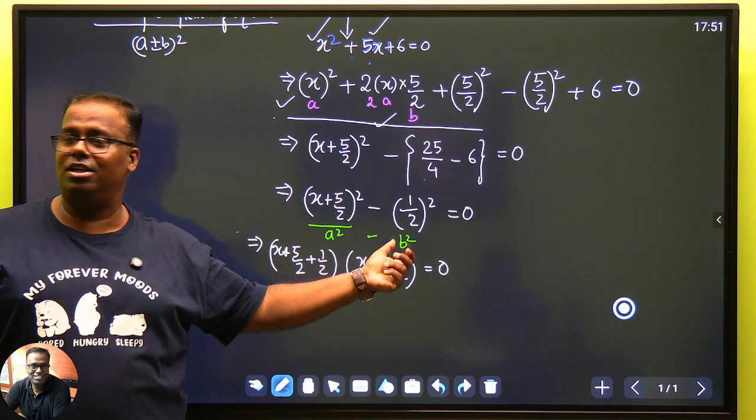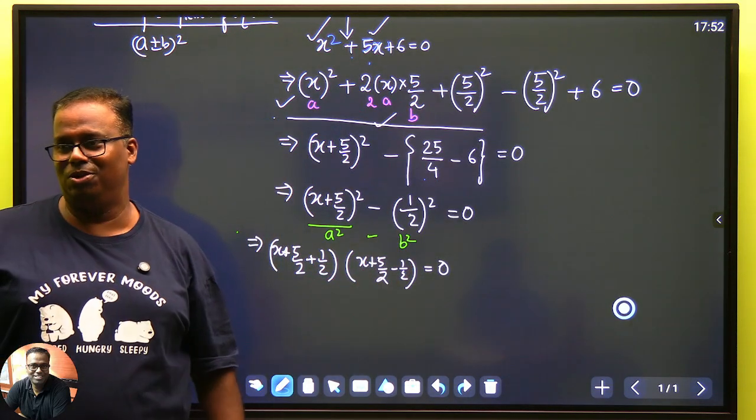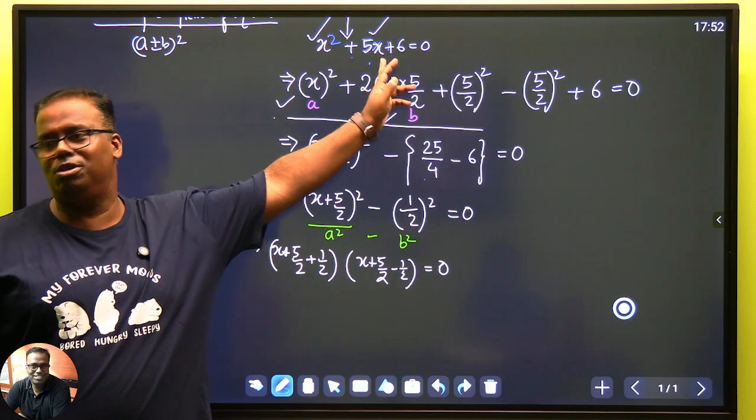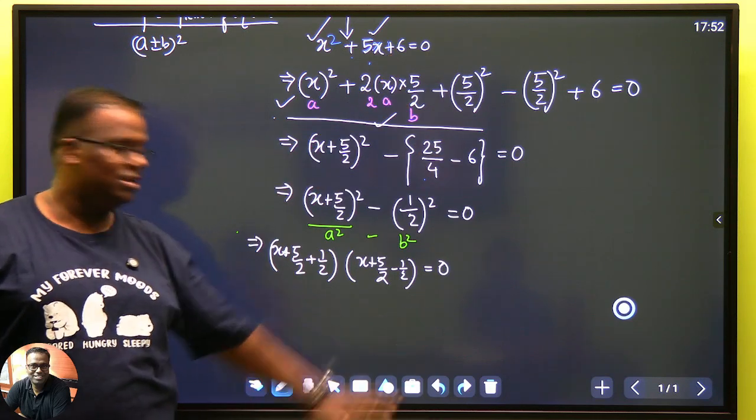But this method can solve any equation, whether it is middle term splittable or not. I am keeping a middle term splittable so that you can tally the answer and see that we got the same answer. Theek hai? Samajh mein aaya?